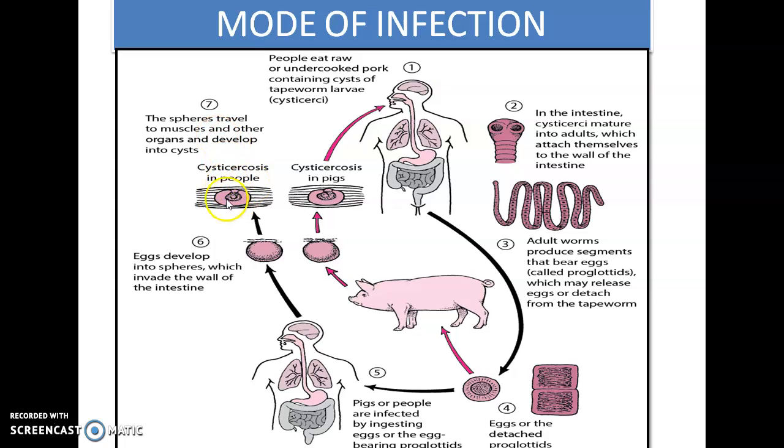Then this structure, called spheres, will travel to the muscle and other organs and develop into cysts. So this is the mode of infection from human beings. It enters the pig and the life cycle is completed.